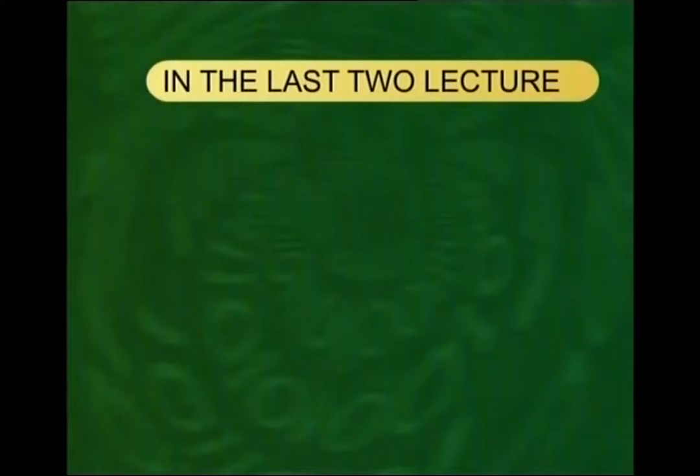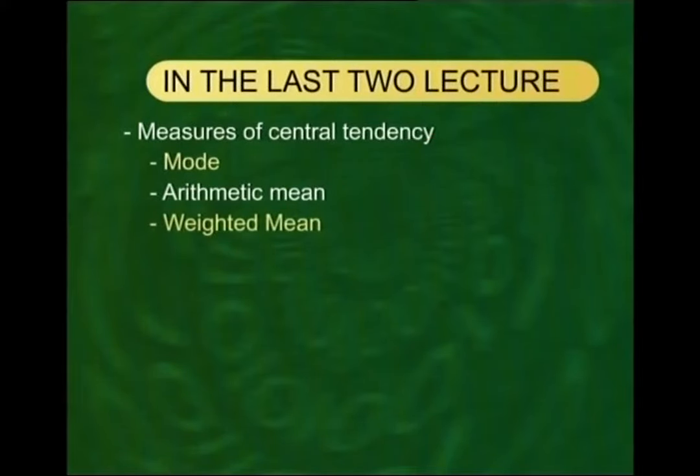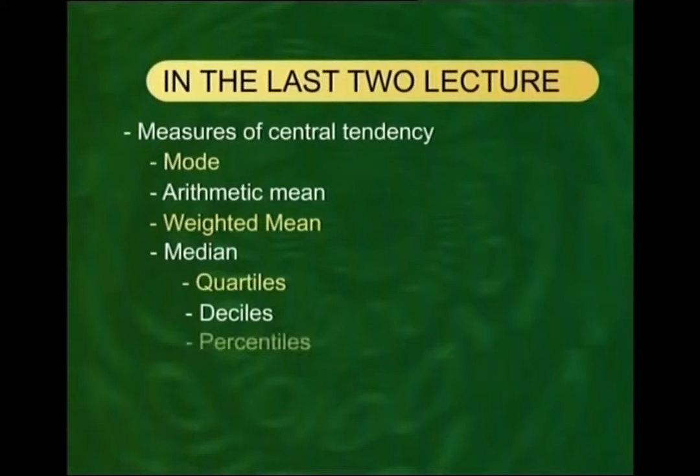You will recall that in the last lecture and the lecture before, we have been discussing various measures of central tendency, in other words, averages. We started from the mode, we went on to the arithmetic mean and the weighted mean, and after that we discussed the median. Uske baad aapko yaad hoga ke median mein jo partitioning ka concept involved hai, us concept ko humne aage badhaya, and I talked about the quartiles, deciles and percentiles.